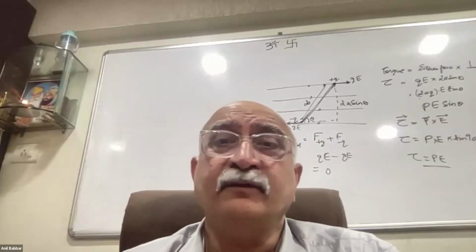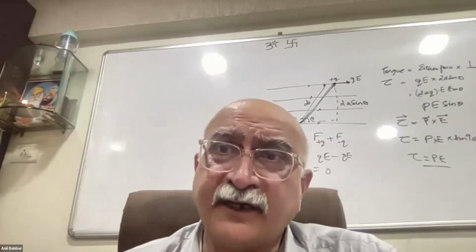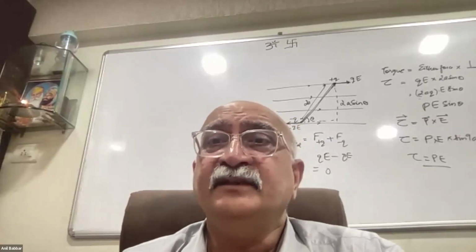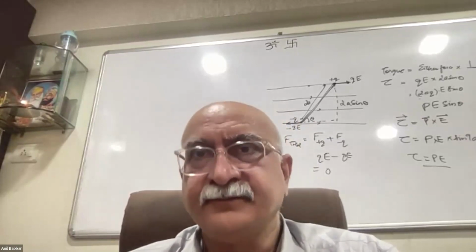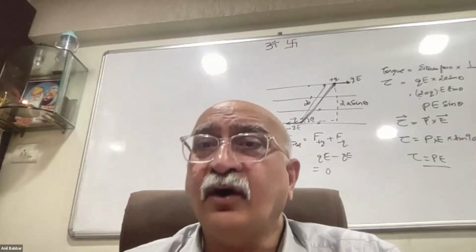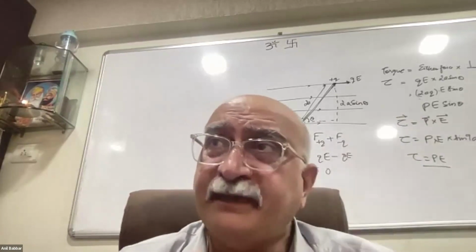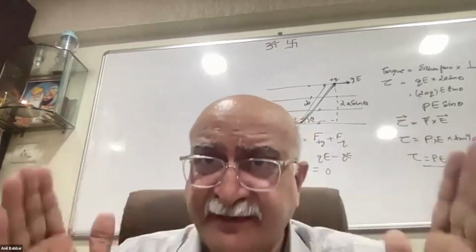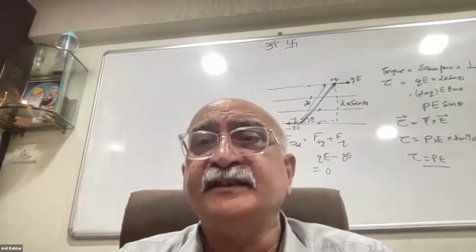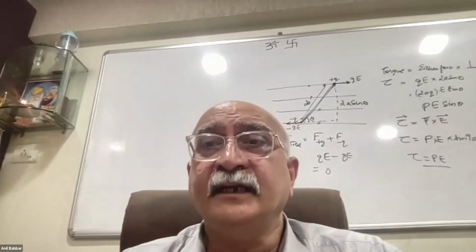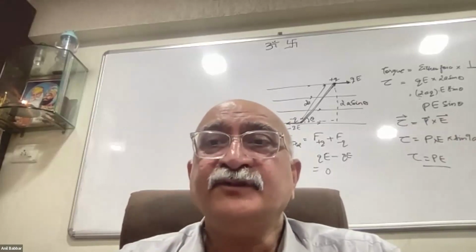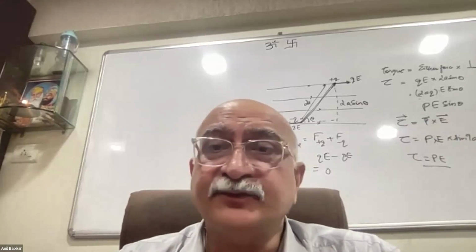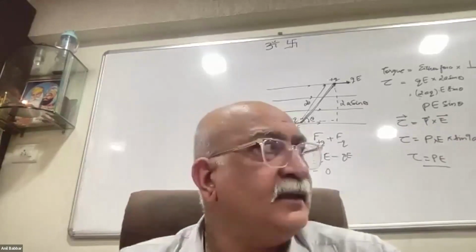Lines of force always have a tendency to contract lengthwise, which explains the attraction between two unlike charges. Lines of force also have a tendency to expand laterally, sidewise, so as to exert a lateral pressure on the neighboring lines of force, which explains the repulsion between two similar charges.